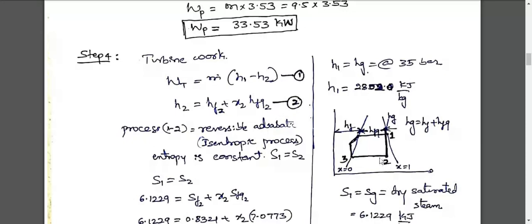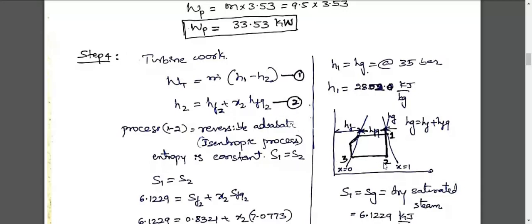So enthalpy at point number 2 will be calculated. H2 is equal to HF, this is HF, enthalpy of fluid, plus X into HFG. So right here, H2 is equal to HF plus X into HFG.